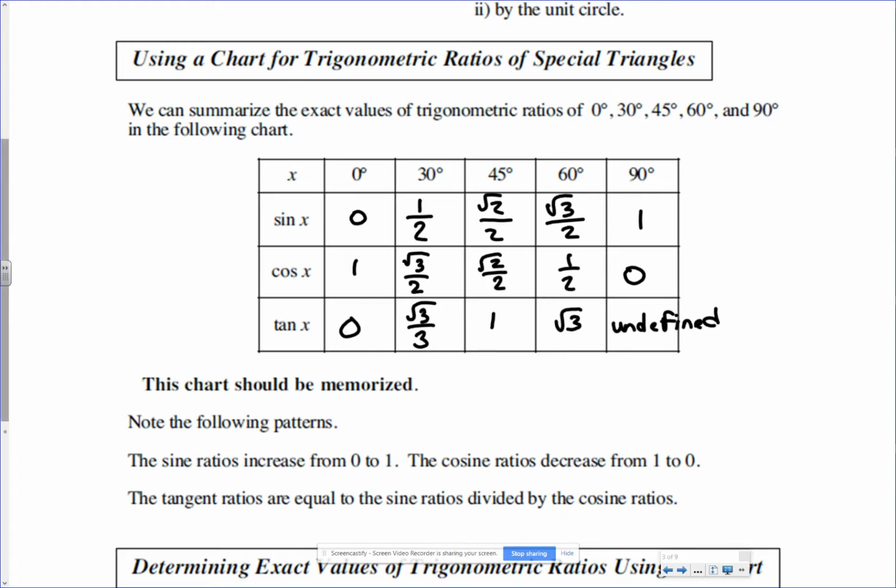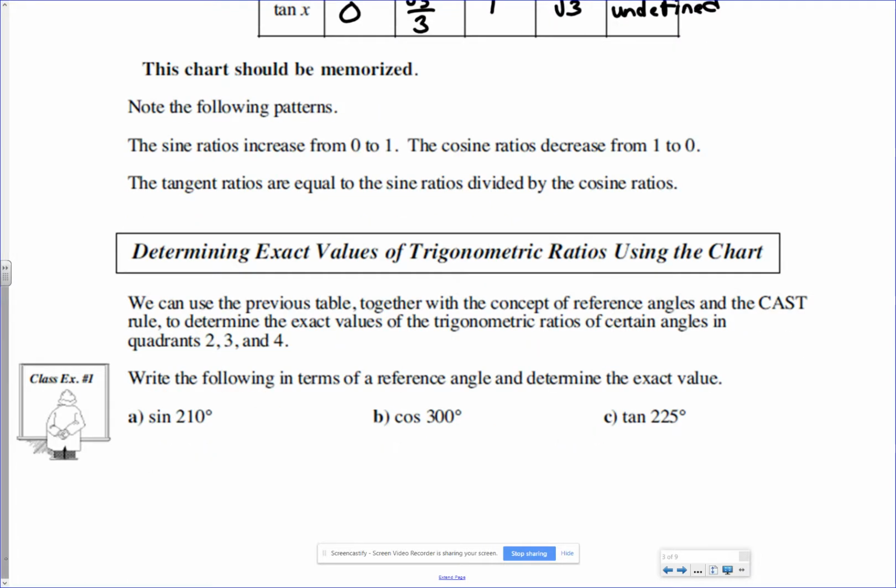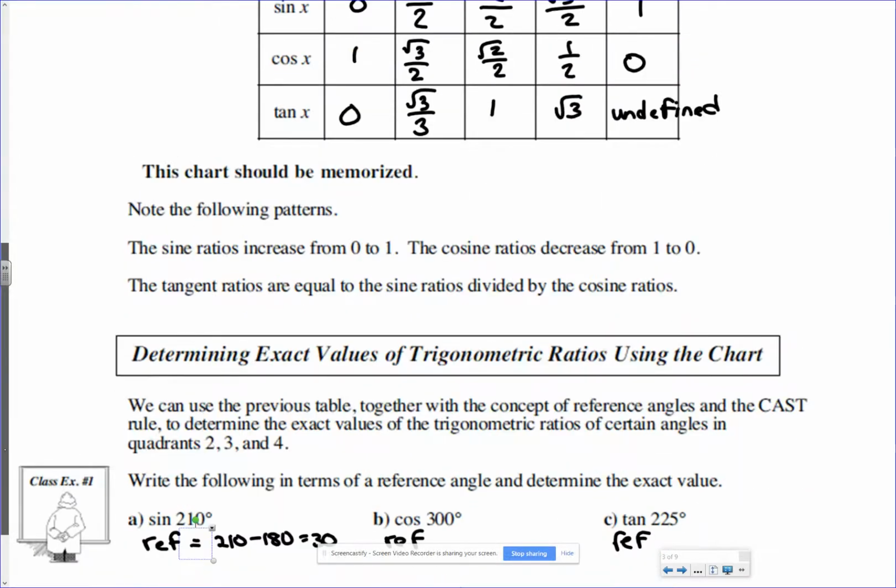So you should memorize the chart or memorize the unit circle. The unit circle is coming up in a couple pages. But if I use that chart now and I find my reference angles, as long as my reference angle is a value on that chart, I can find these answers without actually having to plug them into my calculator. So the reference angle for 210 is 210 minus 180. So my reference angle is 30. So if I look on my chart for sine of 30, it's 1/2.